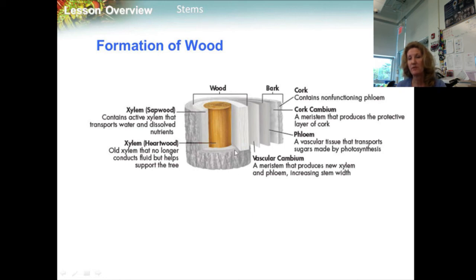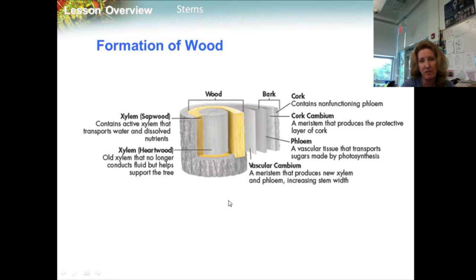As woody stems grow thicker, the older xylem near the center of the stem no longer conducts water and becomes what's called heartwood. Heartwood usually darkens with age because it accumulates colored deposits. Heartwood is surrounded by sapwood, which is active in fluid transport and is therefore usually lighter in color.